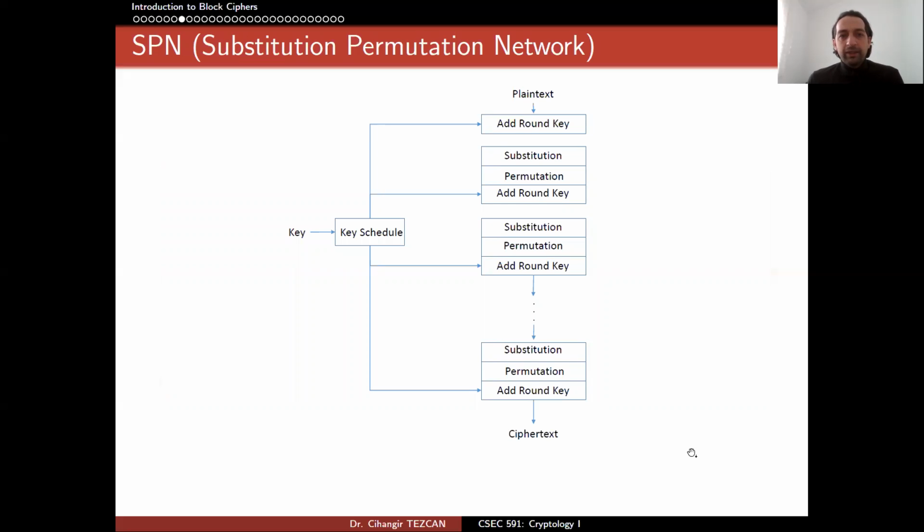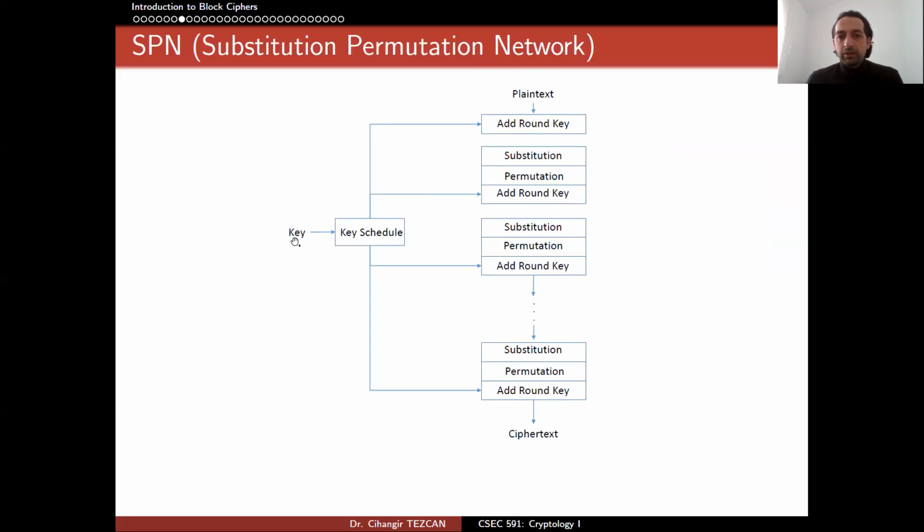So let me give you an example of a block cipher. Block ciphers can be designed in different ways, and the substitution permutation network is just one of them. Another famous one is Feistel-style, and I will also give an example. So the idea is as follows. You have a secret key here, and you have the plaintext that you are going to encrypt. Assume that this is a single block, a b-bit message that you want to encrypt.